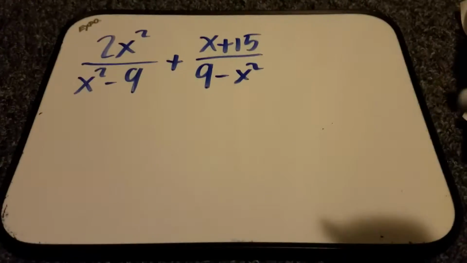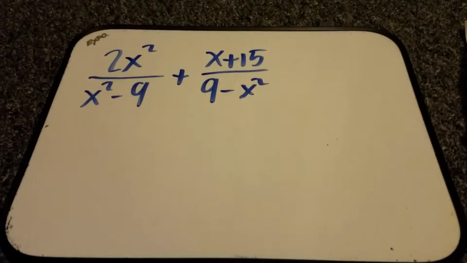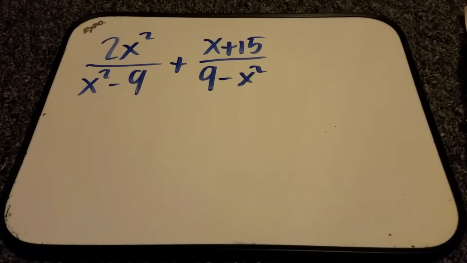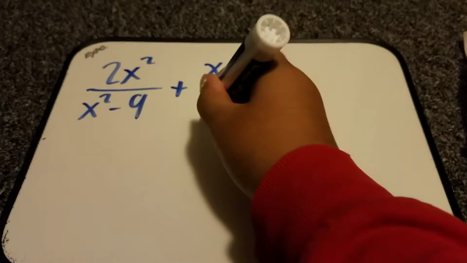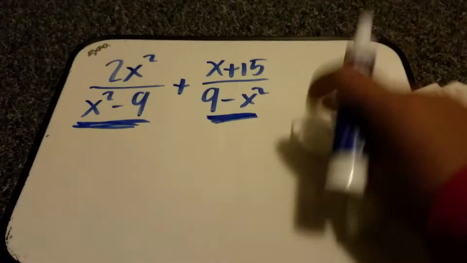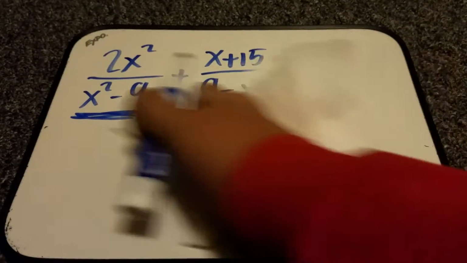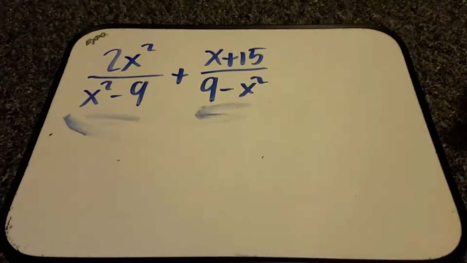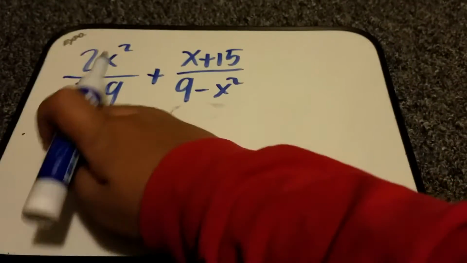Okay, so for adding and subtracting rational expressions, you have to have the same denominator in order to add, just like adding regular fractions. So first you would find the least common denominator.